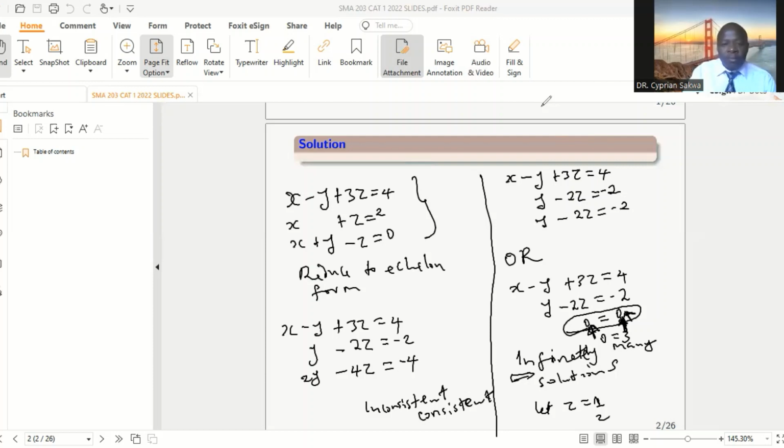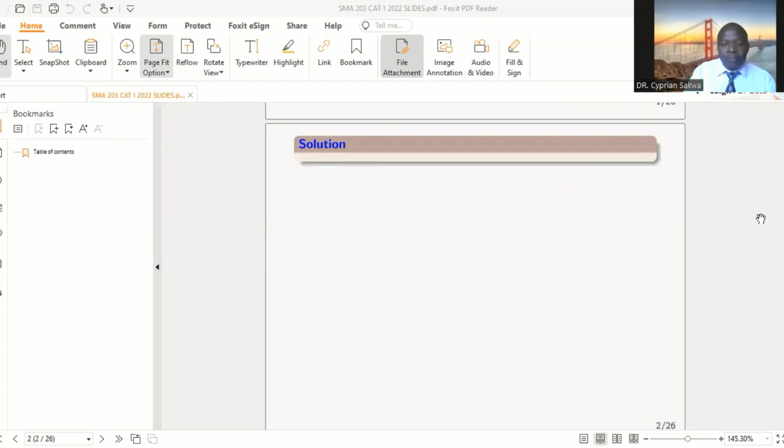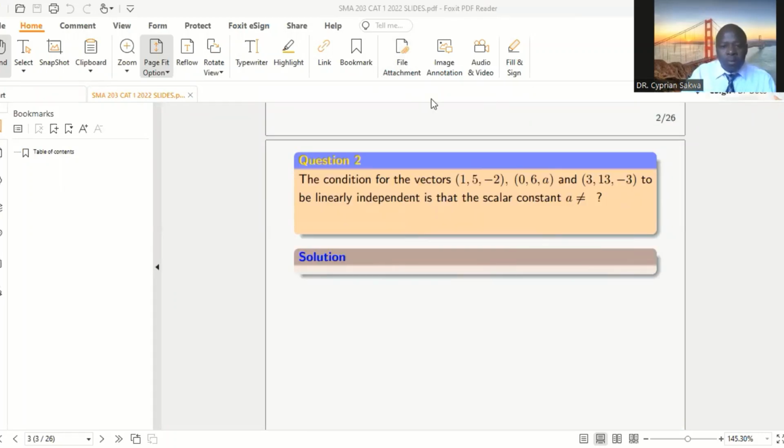Now let's look at the next question, question 2. Question 2 says the condition for these vectors to be linearly independent is that the scalar constant h should not be equal to what? So we need to find what h must not equal so that these vectors become linearly independent.